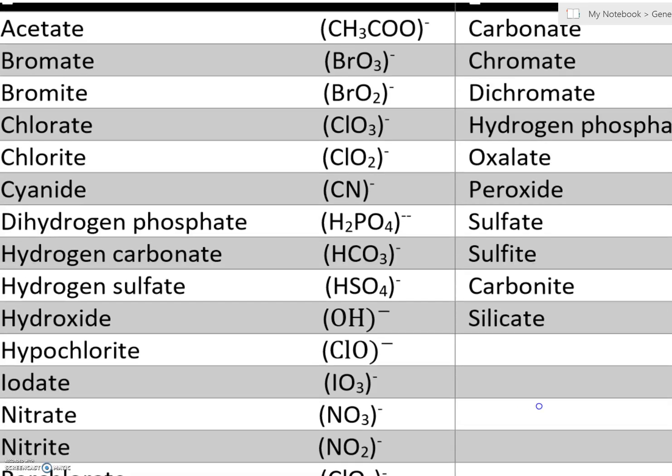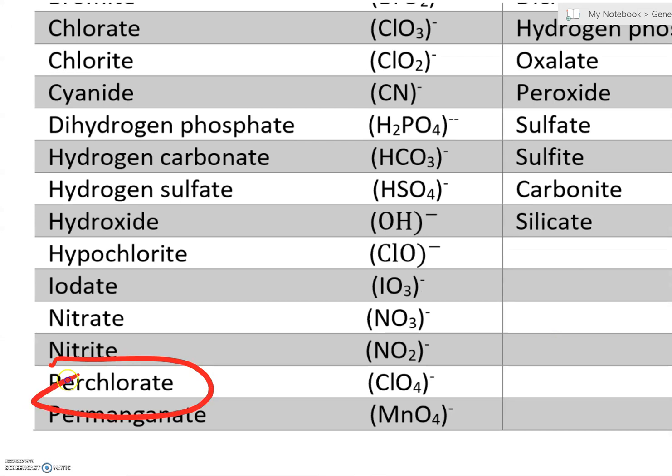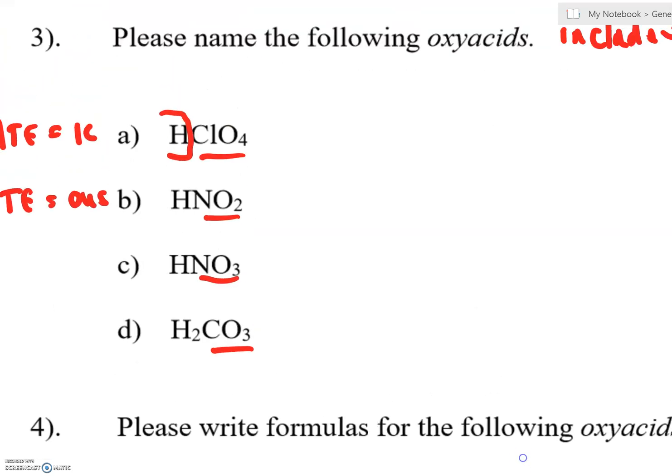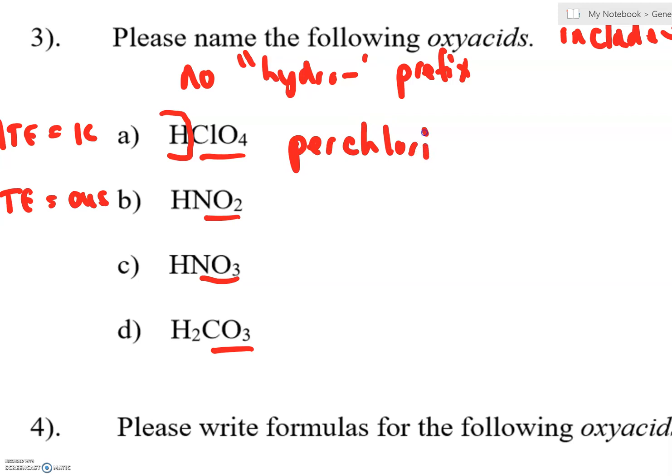It's polyatomic ion ClO4. It's called perchlorate. Ends in ate. So if it ends in ate, we're going to change that perchlorate to perchloric. Remember that oxyacids don't use the hydro prefix, so we don't need this anymore. All we have to do is know what the ending of our polyatomic ion is. That makes this perchloric acid.